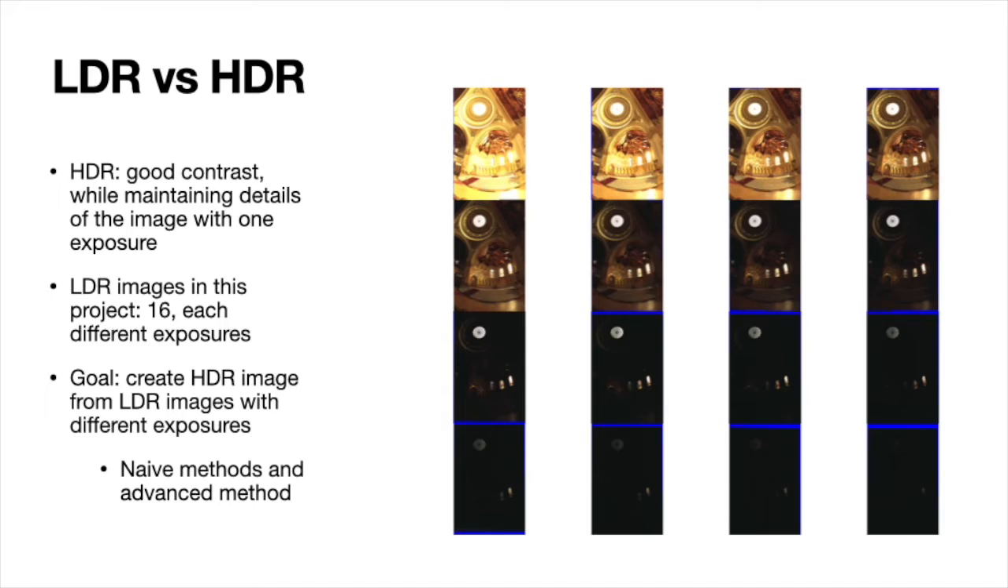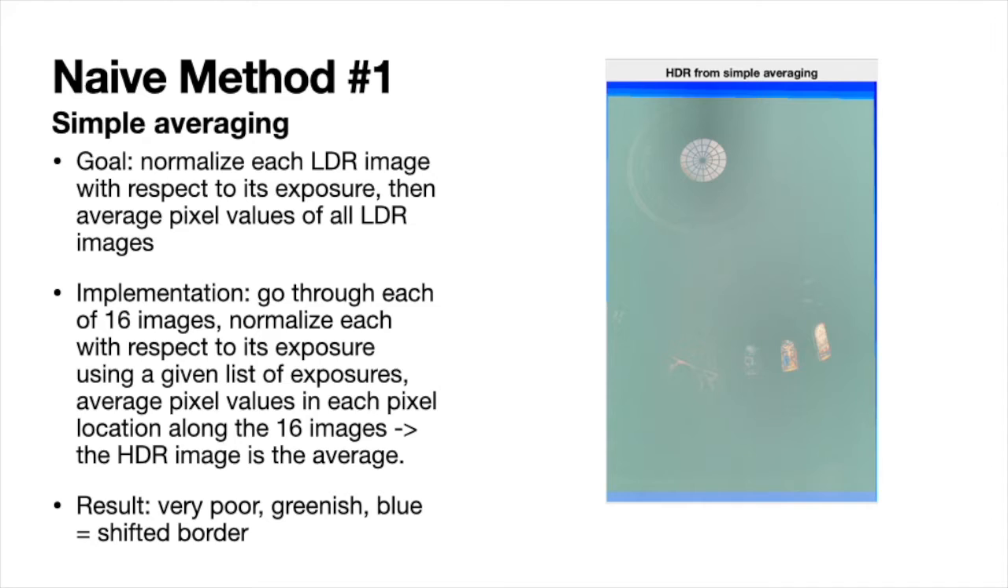So I used these 16 low dynamic range images, which were all taken with varying exposures, and the goal of this project is to combine these images in different ways to create an HDR image using naive methods and one advanced method. My first naive method was simple averaging, so it normalizes each pixel in each LDR image with respect to that image's exposure, and then averages all 16 images together to create a single HDR image, and the result of this is very poor and there is not enough detail.